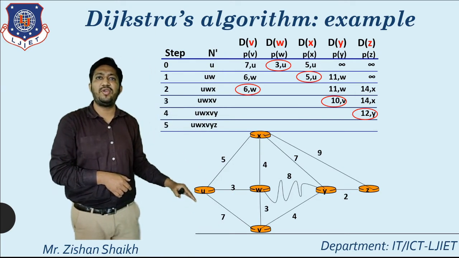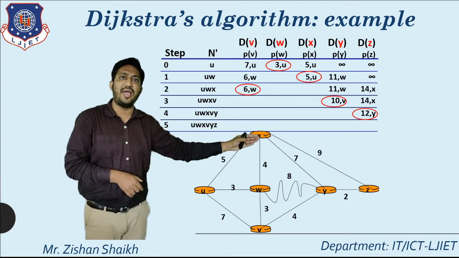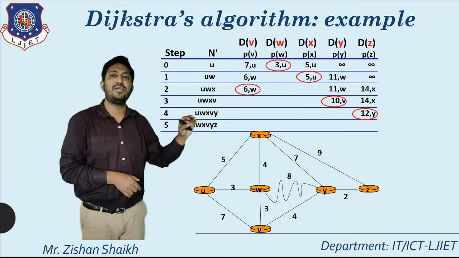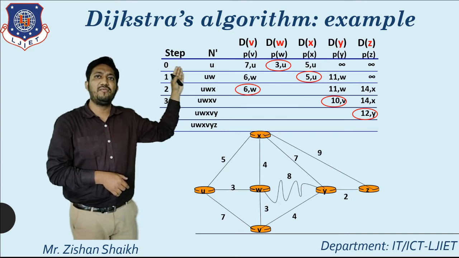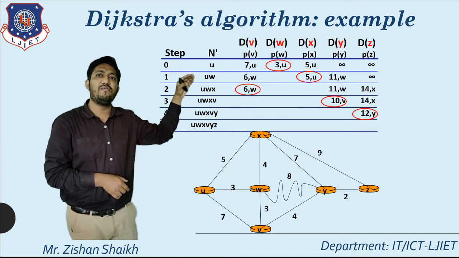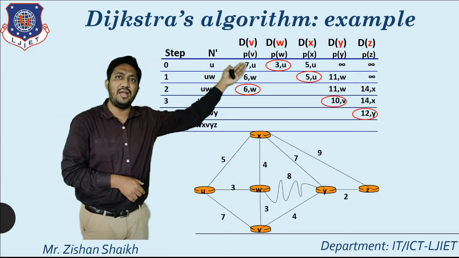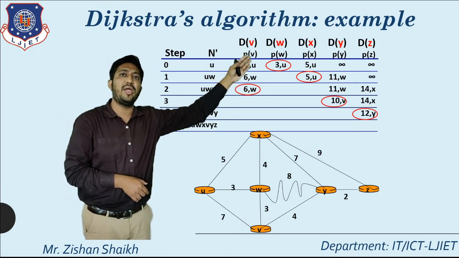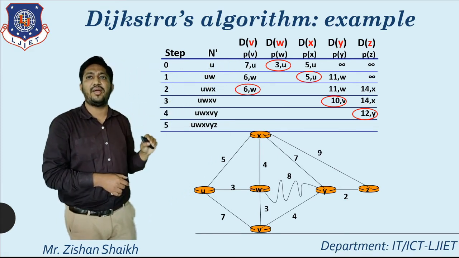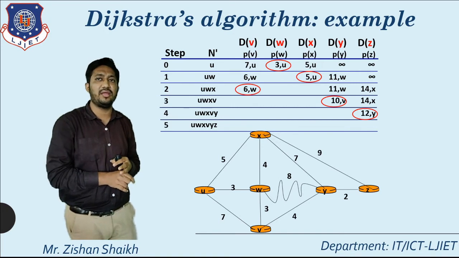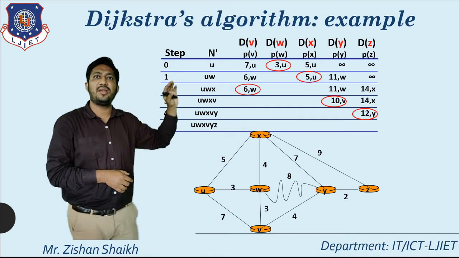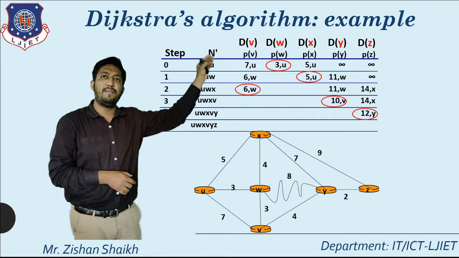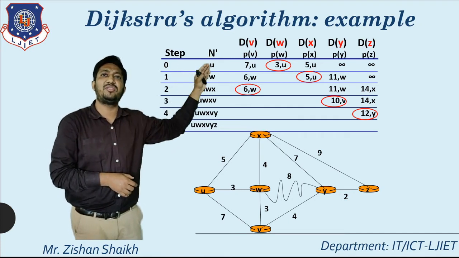But from U we cannot reach Y and Z directly, so those values are infinity. So in this first step we put the values that we can reach directly, that is 7U, 3U and 5U. The remaining are infinity because we cannot reach them directly. Now from this we take the minimal one. Here the distance of W is the minimum among 7, 3 and 5.